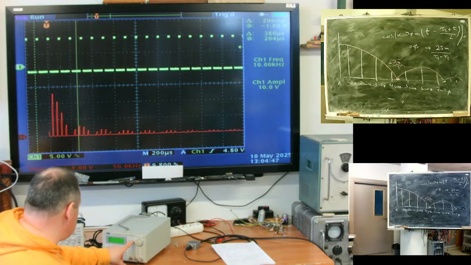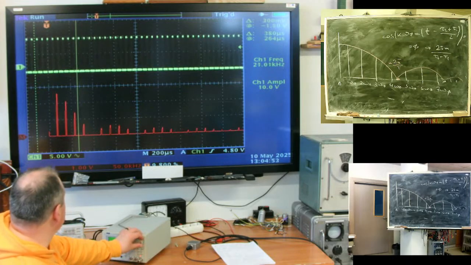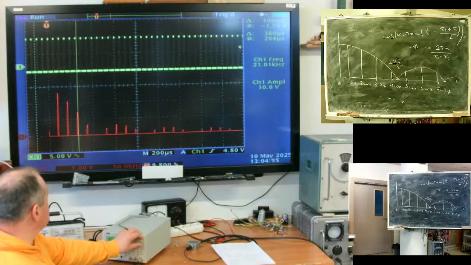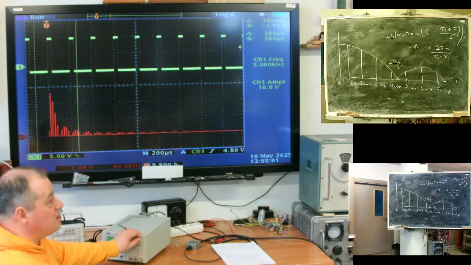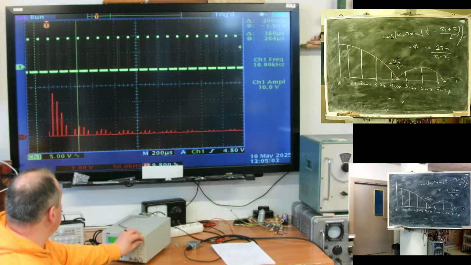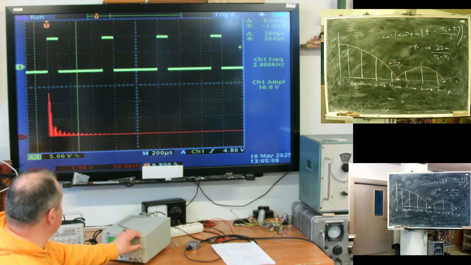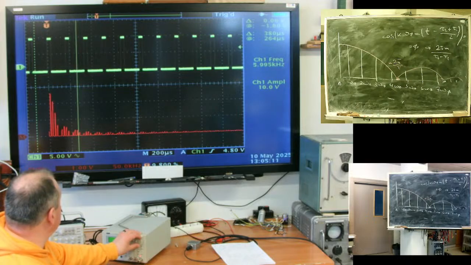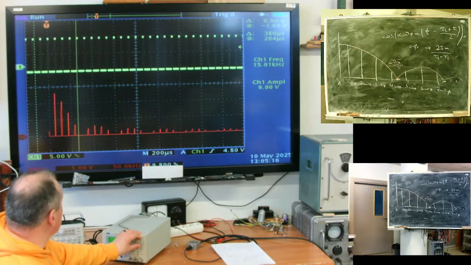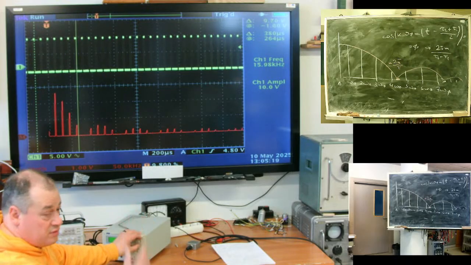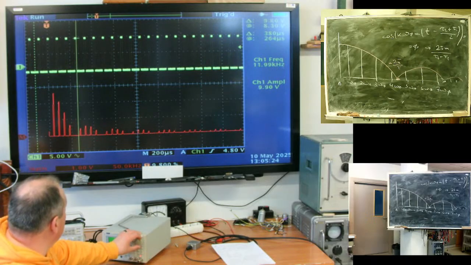Now the frequency is at 10 kilohertz. I'm increasing the frequency. You see what happens? I'm changing T0. The lower the frequency, the higher T0, the more dense the spectrum is. The lower T0, we have an increase in distance between spectrum lines.